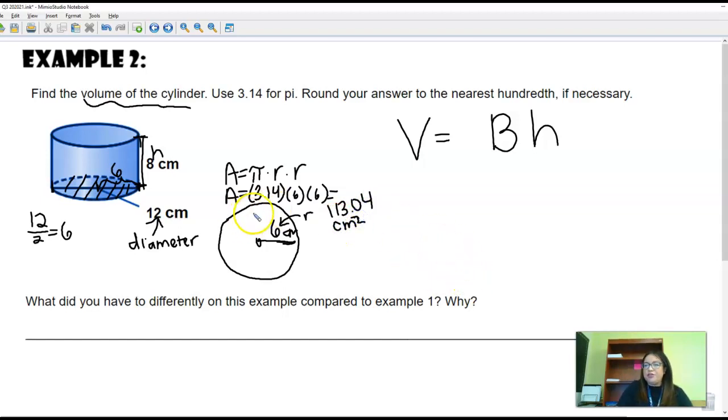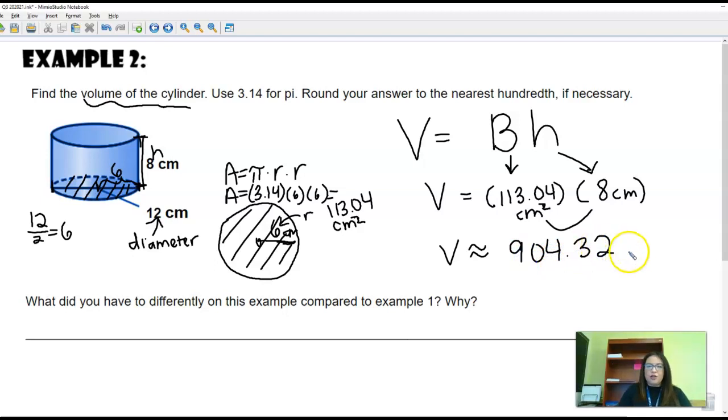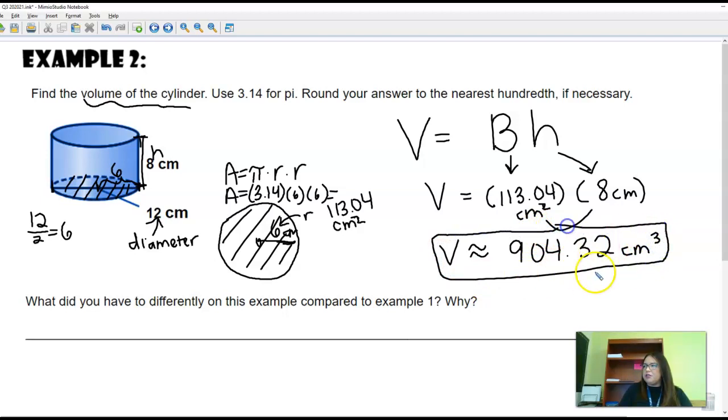Now that number is only just our area of the base. So now I know that the area of the base is 113.04 centimeters squared. And I know that the height of the cylinder, well, that's 8 centimeters. And so I'm ready to multiply to find the volume, okay? So let's go ahead and multiply the two. And our volume is approximately 904.32. Now these are cubic units, so centimeters cubed. And we are done. Okay?